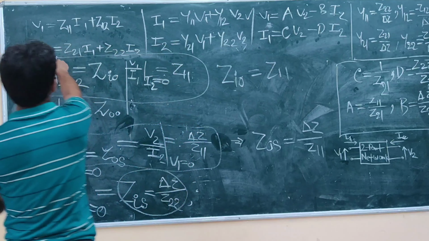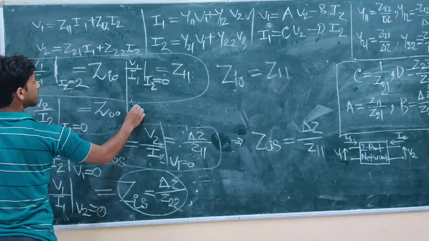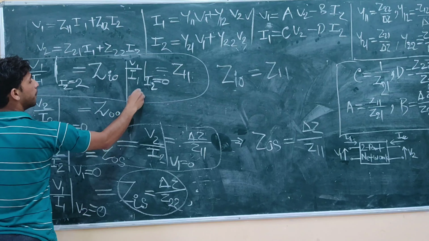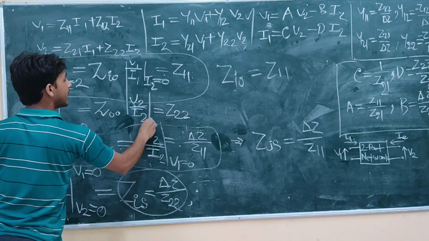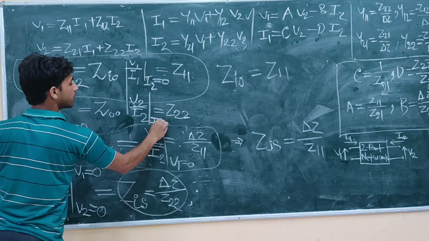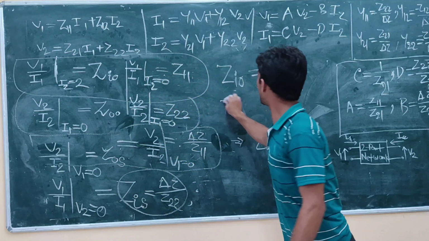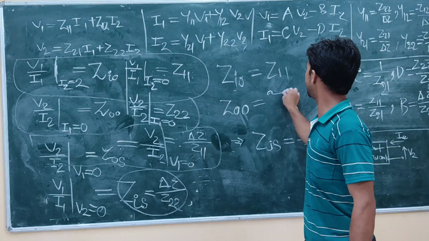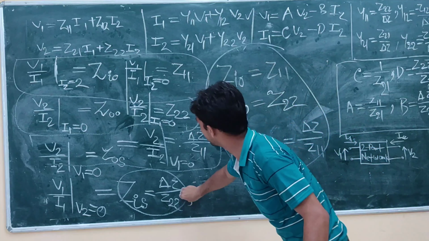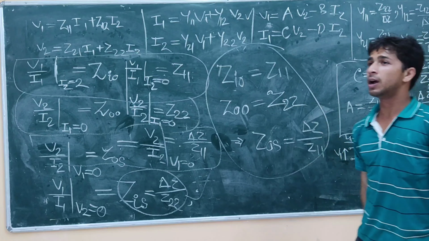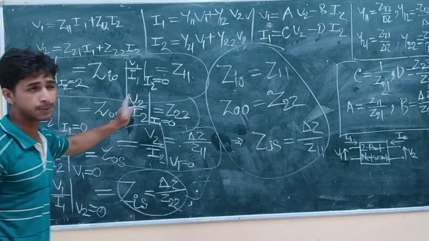And from this second equation, if you take I1 equals to 0, you will get V2 divided by I2 is nothing but Z22 when I1 equals to 0. So you establish the fourth relation. That means this ZOO is nothing but Z22. So these are the four relations between our taken impedance parameter with the short circuit and open circuit cases impedance parameter.